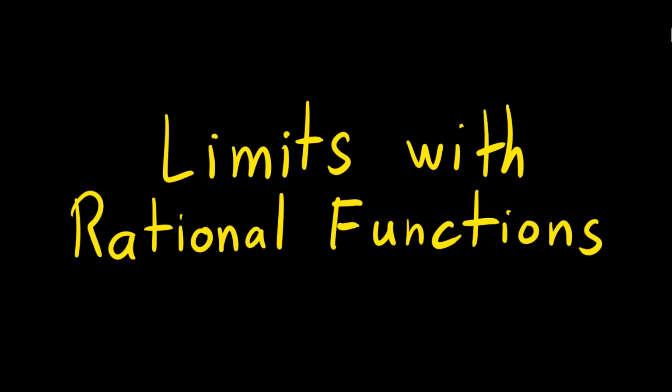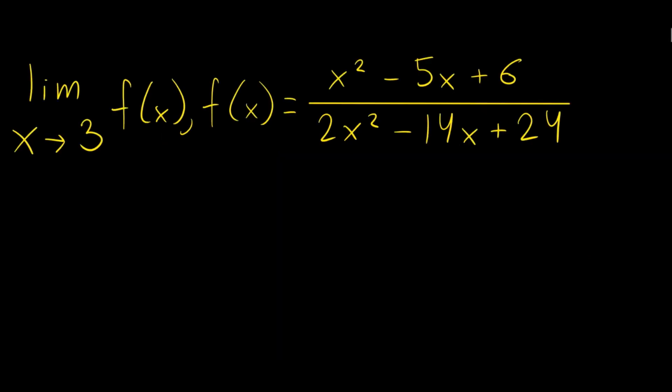Hey everyone, today we're going to be learning how to take limits with rational functions. Let's begin. Okay, so let's take a look at this rational function right here. So we have the limit as x approaches 3 of f of x, and we define f of x to be x squared minus 5x plus 6, all that divided by 2x squared minus 14x plus 24.